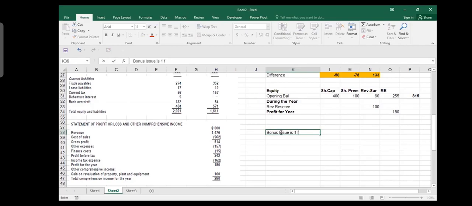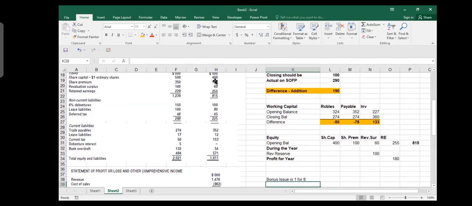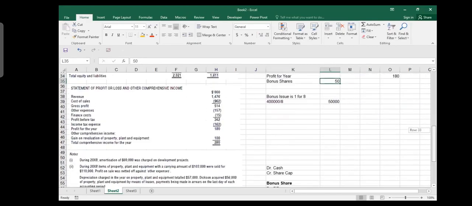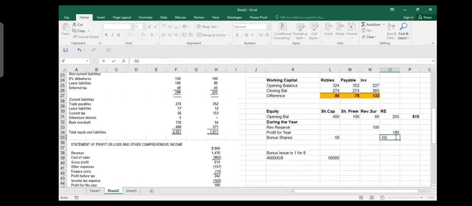How many shares do we have in our equity? If you go back, you see that in your equity you had $400,000. One share is $1, so you have 400,000 shares, and you divide the 400,000 shares by 8. This is the value of the shares which you are giving. So you have here bonus shares. They will increase your capital by 50. But where is this 50 coming from? It is not coming from cash. I just told you that you made a debit to retained earnings, which means share capital will increase and retained earnings will decrease. You put minus 50 here.